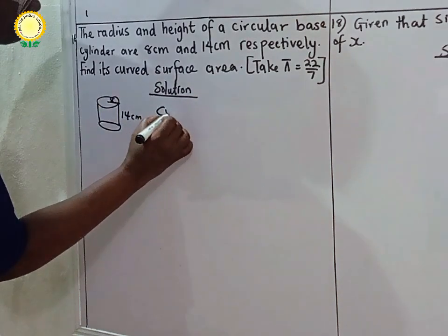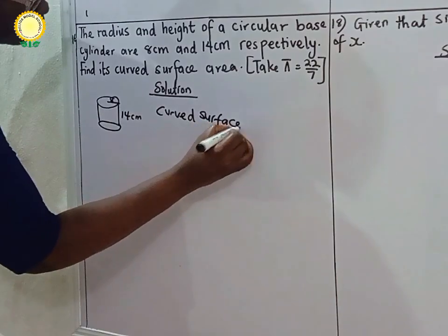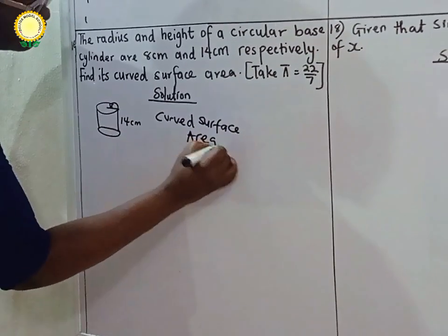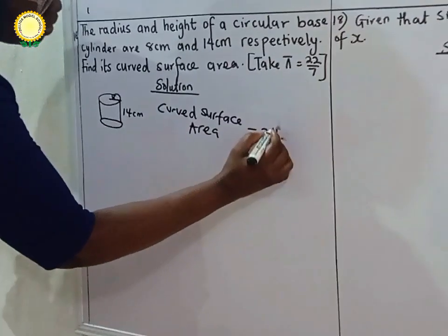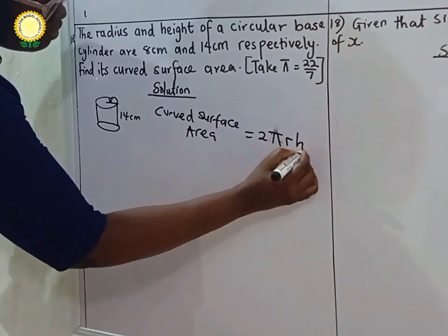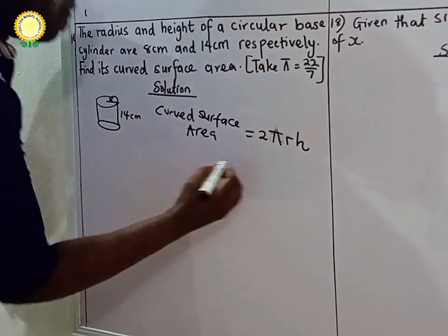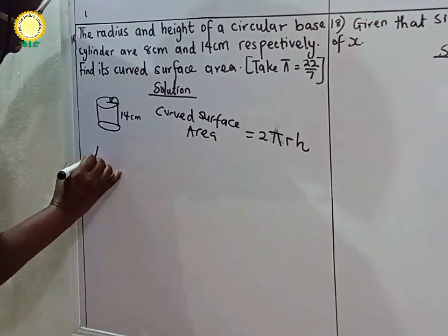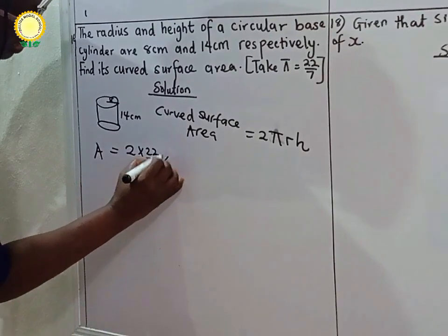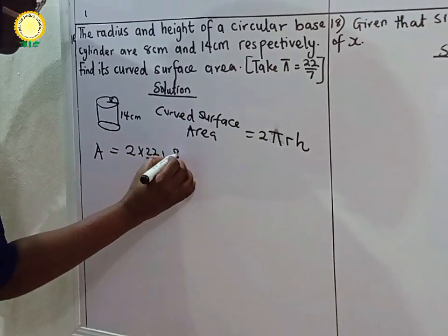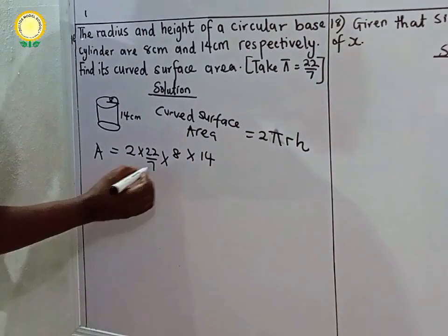So we are going to write curved surface area equals what? 2 pi r h, where h is the height. Okay, so area equals 2 times 22 over 7 times, what is our r? 8 centimeter, and our height is 14 centimeters.